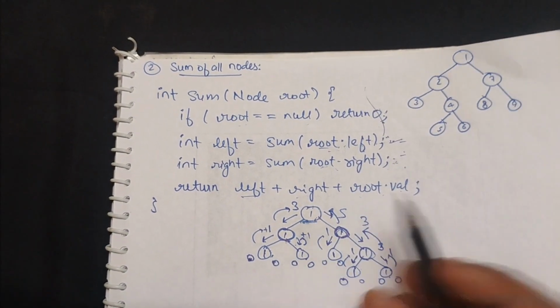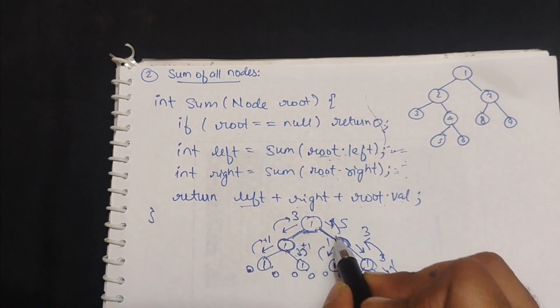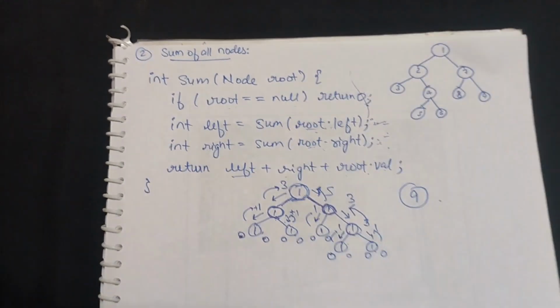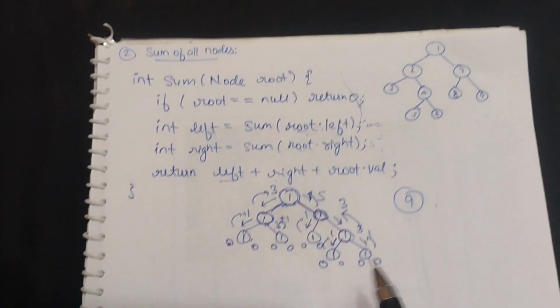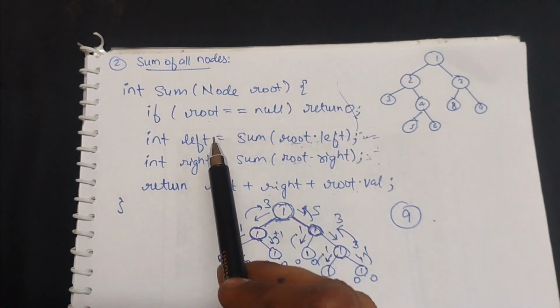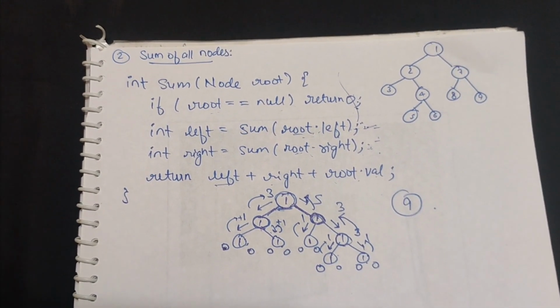Now this node has 3 from its left, 5 from its right, that is 3 plus 5 is 8, plus its own value, that is 1. The answer is 9. So here you got the sum of all the nodes very quickly using the recursion method. This is the very same code as that of counting the nodes.